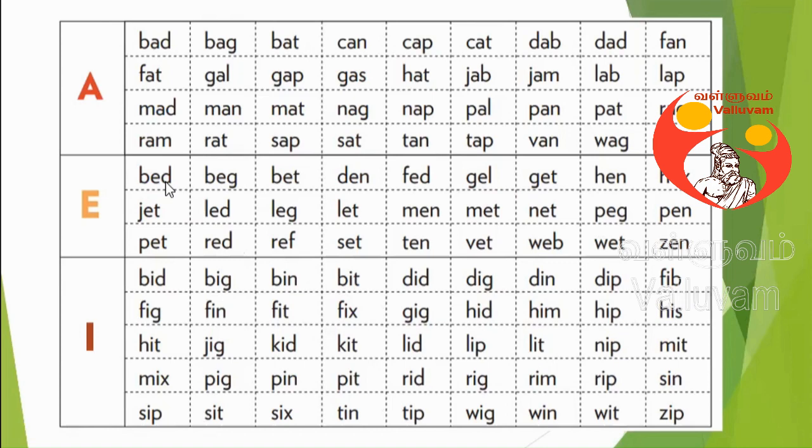Bed. Good. L E D. Sorry, miss, did you say L E D? Yeah, L E D. On the screen, later, I'm on touch screen. I'm going to circle. Led. Good. Can we try this? L E G. Leg. Good. L E T. Let. Good. Okay, you can try one more. M E N. Men. Good. Okay, so Priyanka, you can mute.